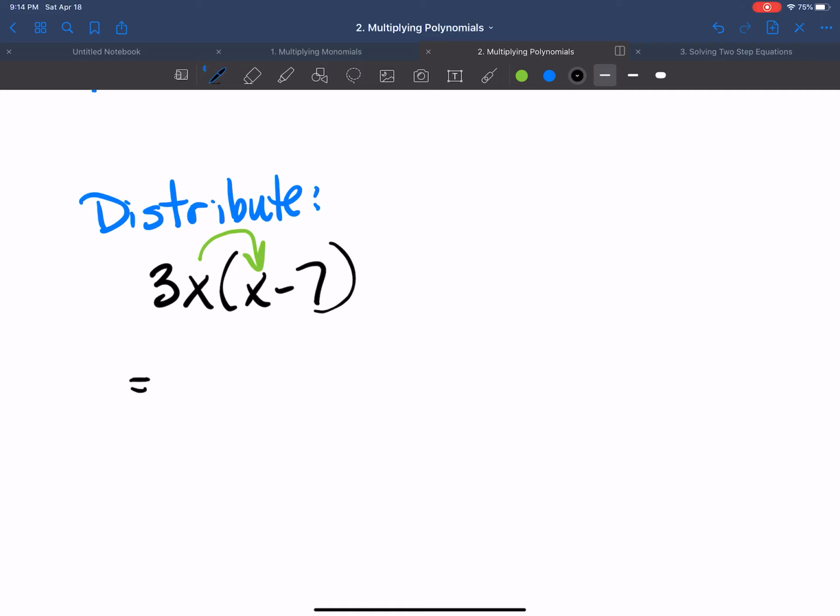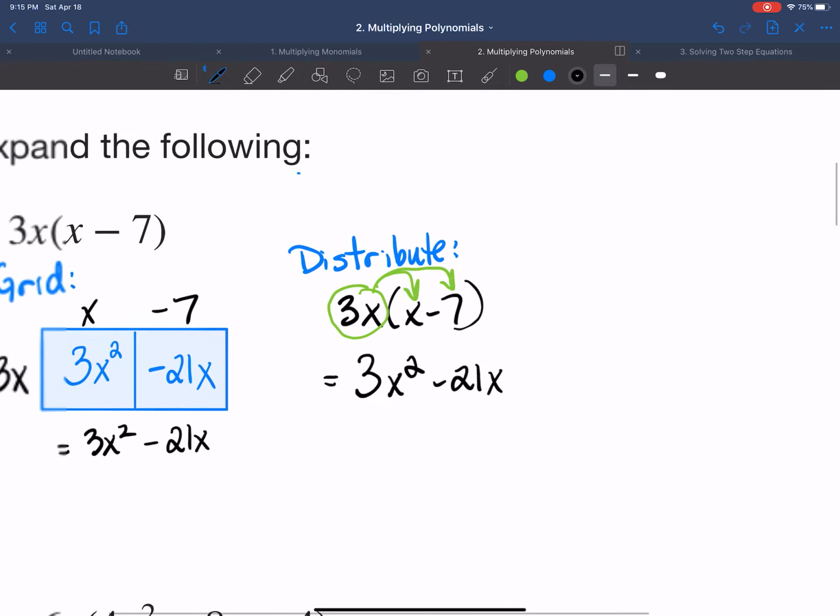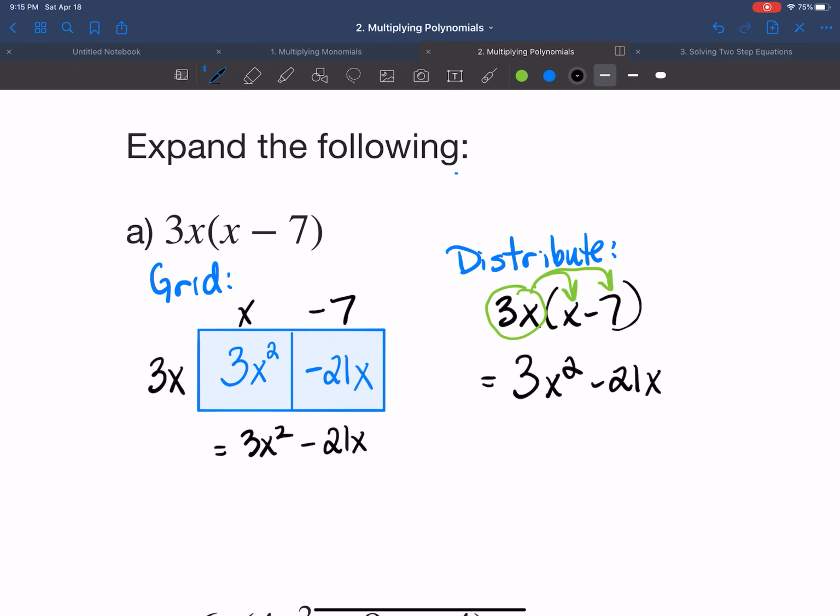3 times the imaginary 1 that's in front of x is 3. X times x makes x squared. And now I need to multiply this by the second term as well, -7. So 3 times -7 is -21. Again, there's nothing to change that x, so it becomes -21x.